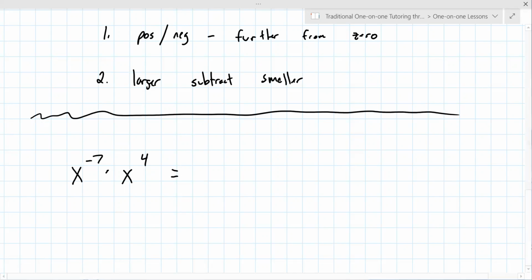All right, I got it. It's x to the negative 3. I agree. Let's try another couple here. How about x squared times x to the negative 5?